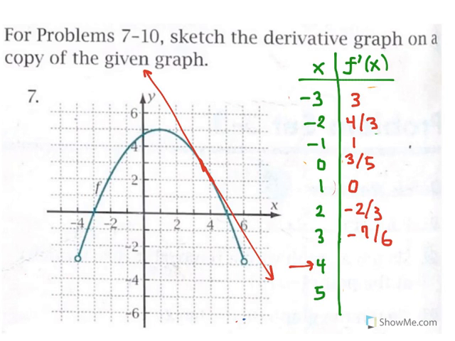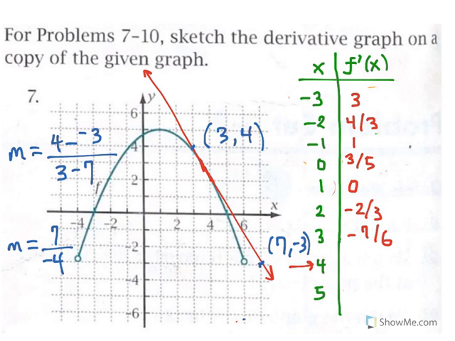I've drawn the tangent line to the graph of f at x equal to 4. Let's find two points on the tangent line. Maybe this one here, 7, negative 3, and perhaps this one here, 3, 4. We'll find the slope of this tangent line. We'll approximate it by using these two points. So this tangent line has a slope that's approximately negative 7 over 4.